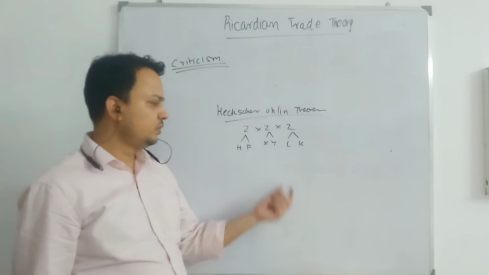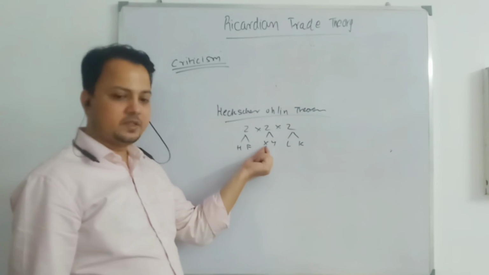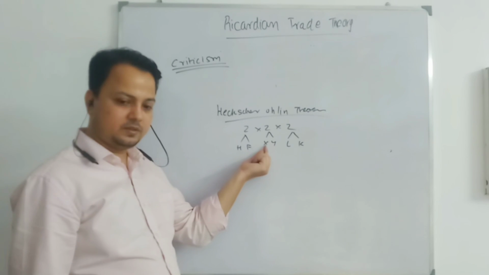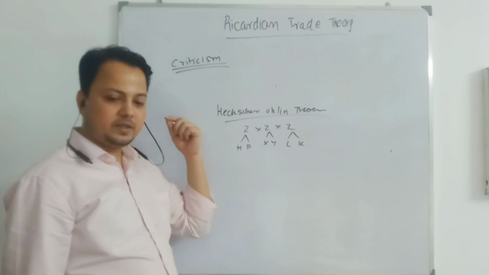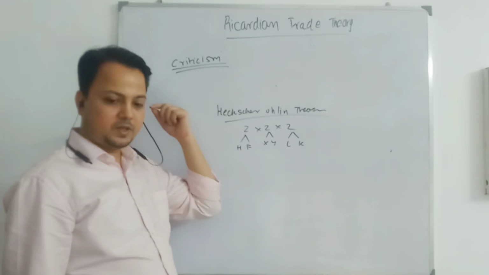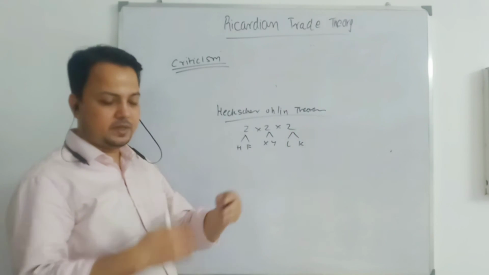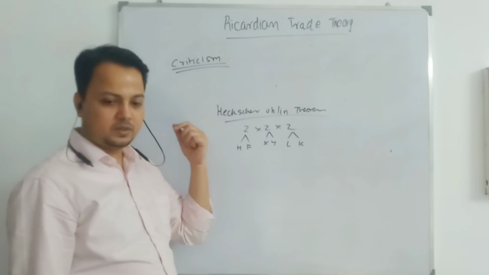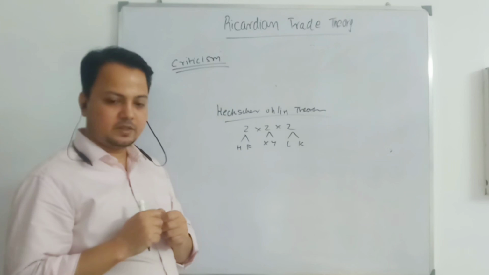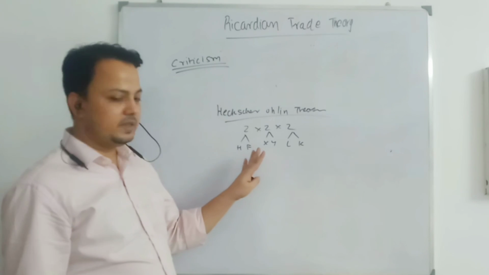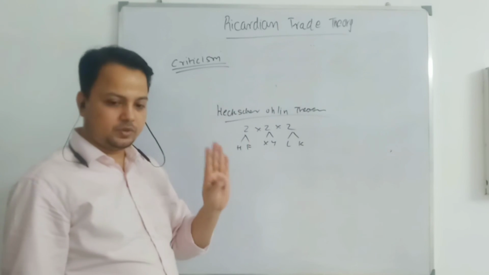Here technology remains the same for the production of good X; technology in the home country and foreign country remains the same. What is the reason that we have comparative advantage arising, or trade arising, between two countries in the Ricardo model? It is the differential in productivity of labor. Why does the differential in productivity of labor arise? Due to difference in technology. Here they say to keep the technology the same.